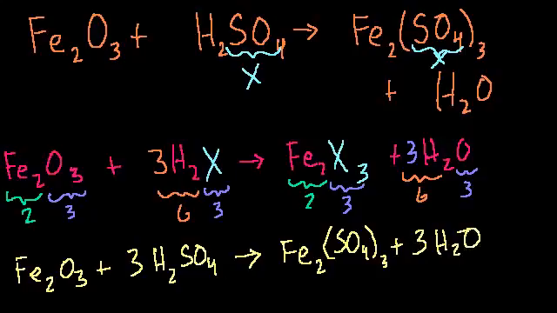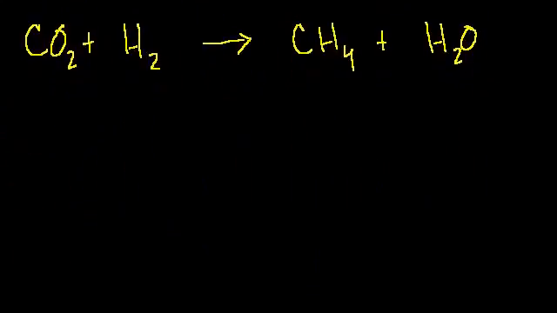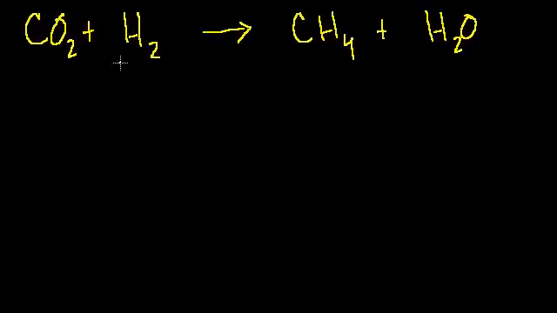Let's do one more, and then I think we'll be all balanced out. Carbon dioxide plus hydrogen gas yields methane plus water. So let's deal with the carbons first. I have 1 carbon here, 1 carbon there. The carbons look happy. Let's look at the oxygen. I have 2 oxygens here, I have 1 oxygen there. So I want 2 oxygens here, so let me stick a 2 there.